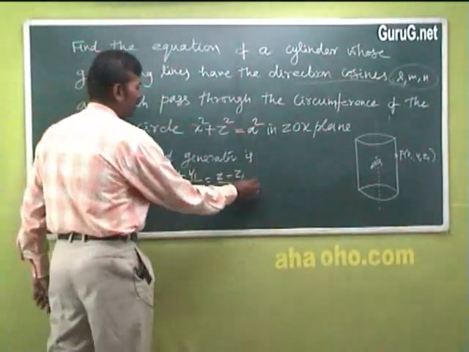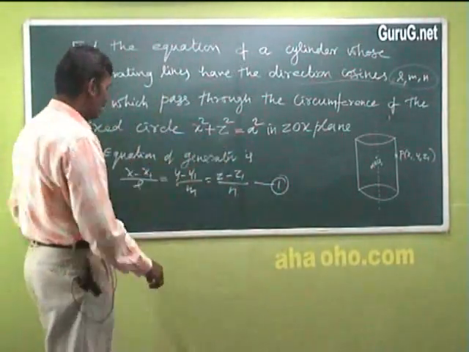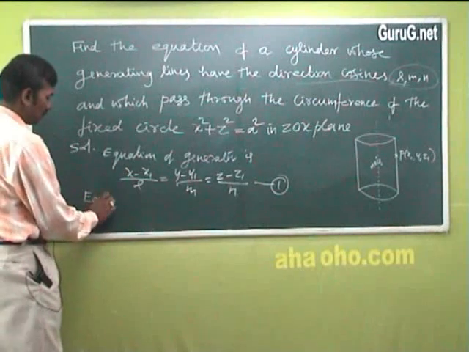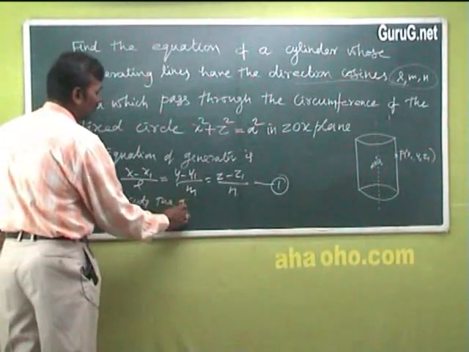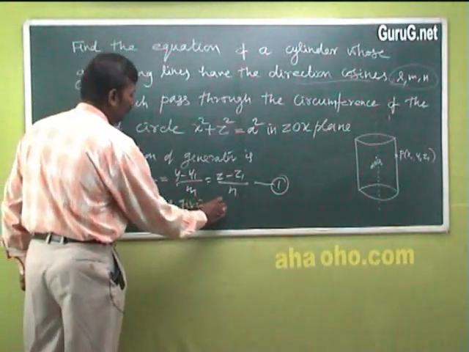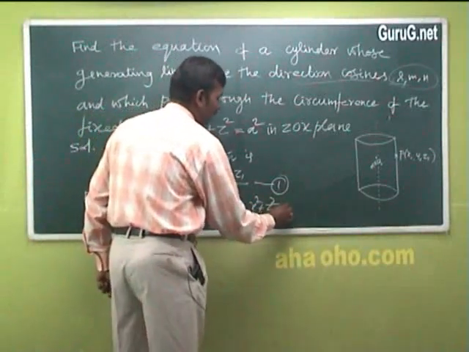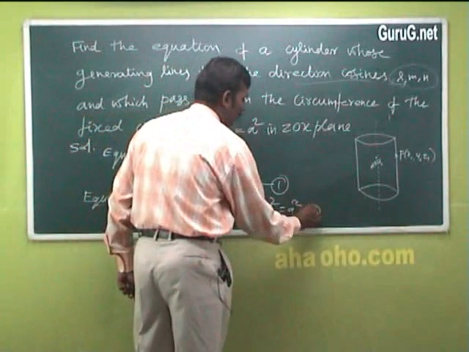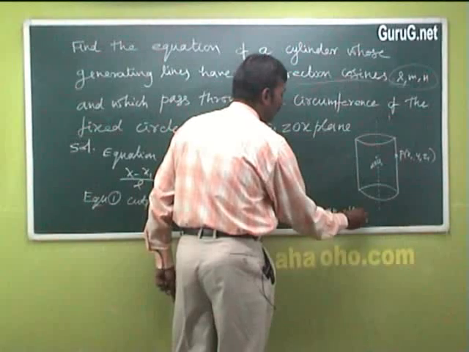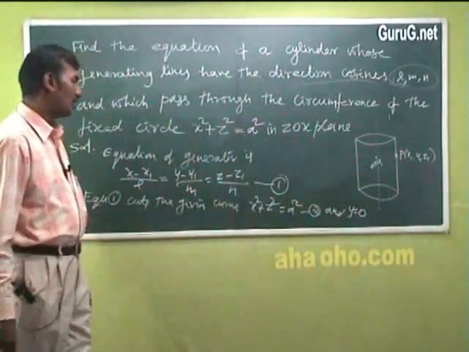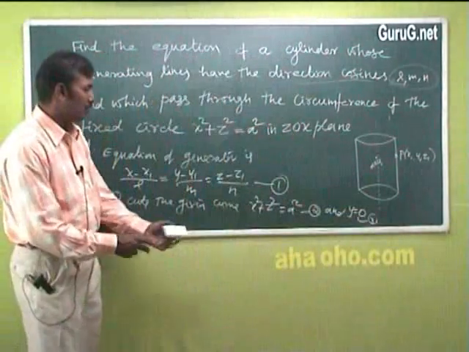So this is equation 1. The generator cuts the given curve, right? So equation 1 cuts the given curve x square plus z square equal to a square. Take it as equation 2. And in the ZX plane, y equal to 0. Take it as 3. Substitute y equal to 0 in 1.